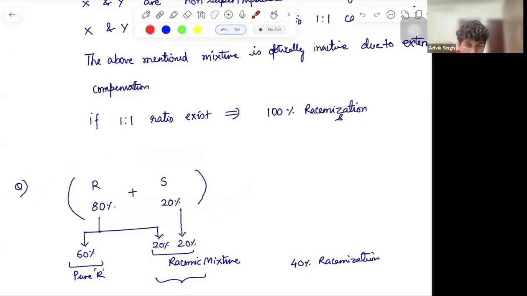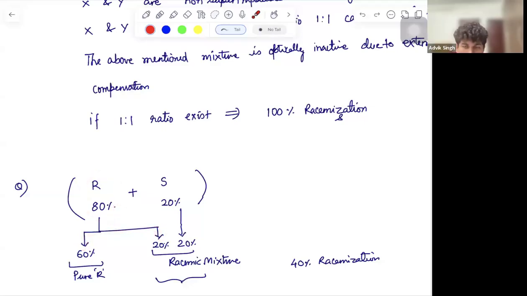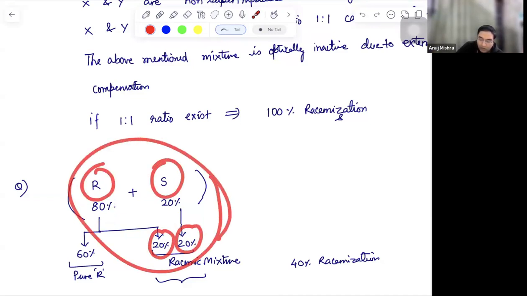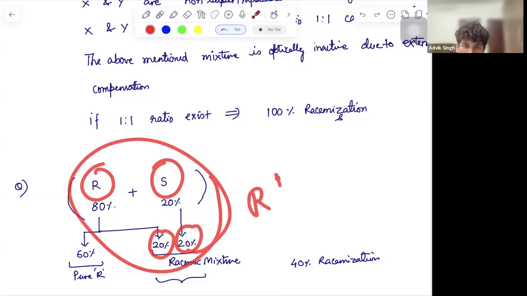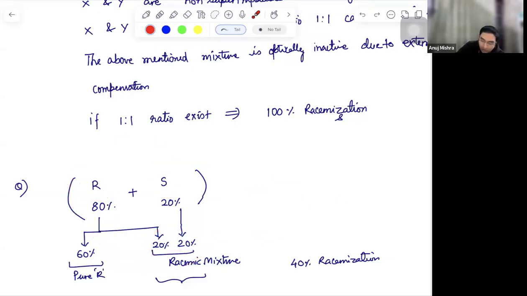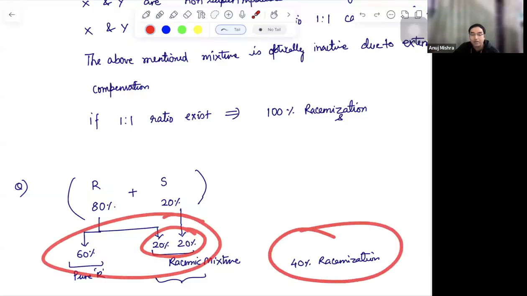No, so this one only, this part only. This is given. R and S, 80 and 20% are given. So this 80% out of 80, let's say 60 and 20, you can break it up. If you break it up, and if you get 20% of R and S together, what is it called? Racemic mixture. Total, how much unit you have taken out of 100 units? Out of 20, 40. Very good. This is called 40% racemization.